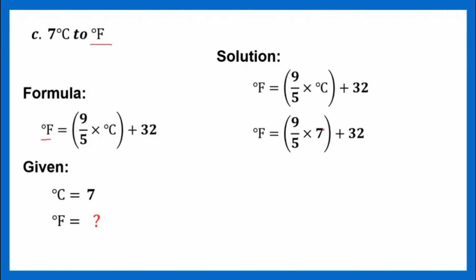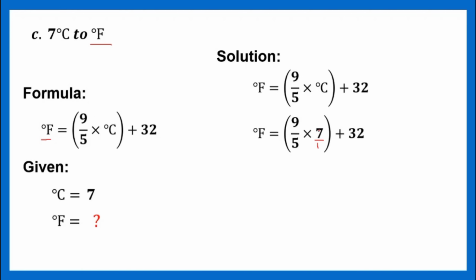5 saka 7 ay, GCF ay 1. Meron naman, 1. Pero hindi niyan ginagamit. Kasi kapag nireduce natin yan, kunwari, divide mo to sa 1, magiging 5 pa rin. Divide mo to sa 1, magiging 7 pa rin. So, anong sense nun? So, hindi na natin siya ginagamit. So, ang mangyayari dyan, numerator by numerator, denominator by denominator.